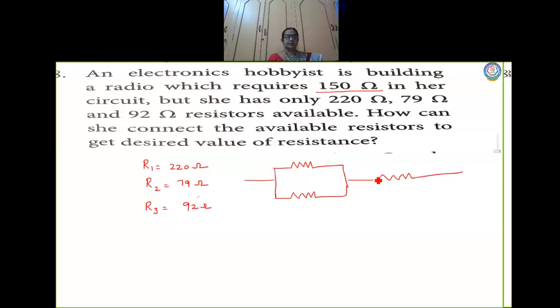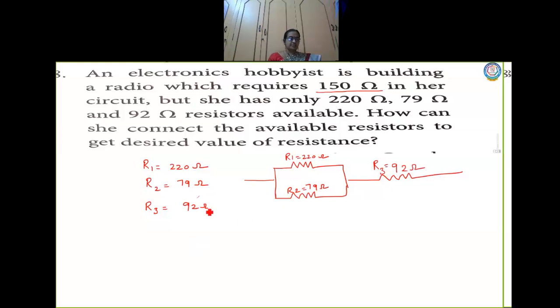This is how it should be connected. You have the resistor R1 here, which is 220 ohm, and resistor R2, which is 79 ohm. So these two are connected in parallel. You find the effective resistance of this. Now that effective resistance is in series with another resistance R3, which is 92 ohm.